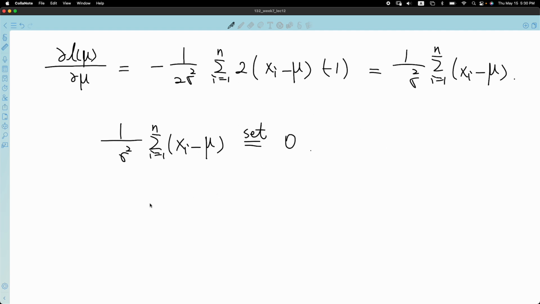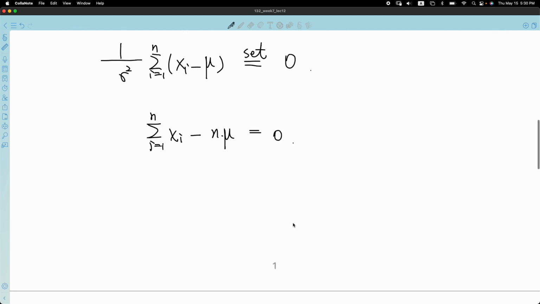If you multiply the sigma square on both sides, they will be cancelled out. So you will have the summation of xi minus n copies of a constant mu, still equal to 0. And this gives you a closed form expression for mu hat. Here I'm denoting MLE for the procedure, how we get this estimator. This is the sum from 1 to n of xi divided by n.